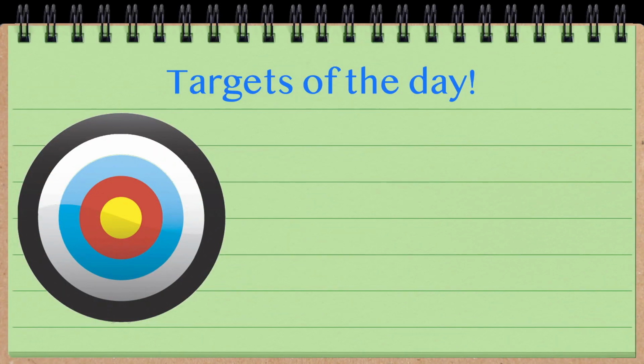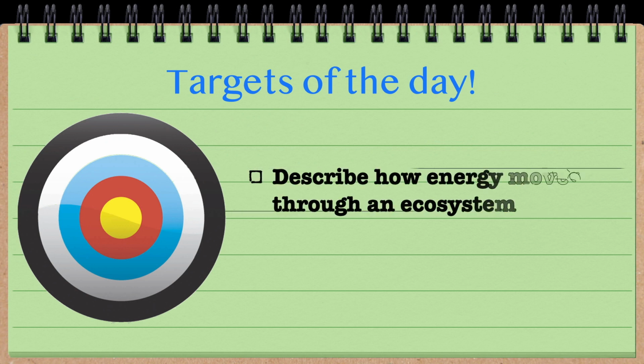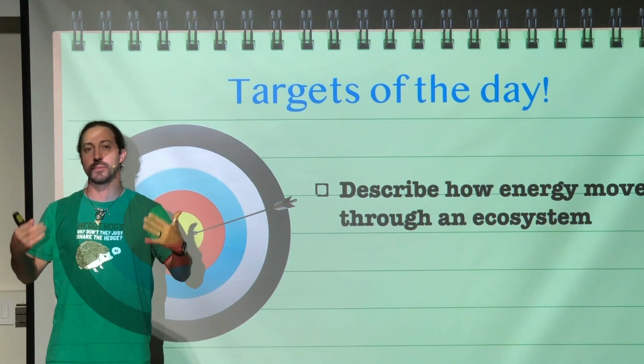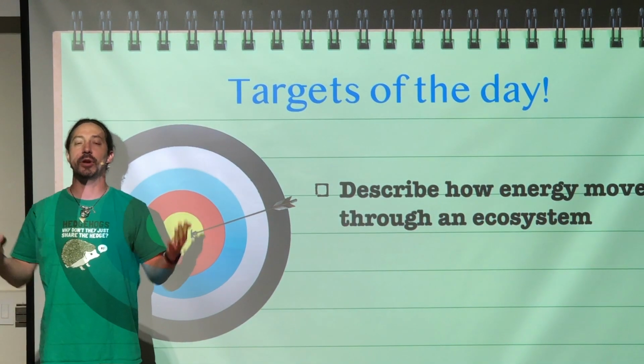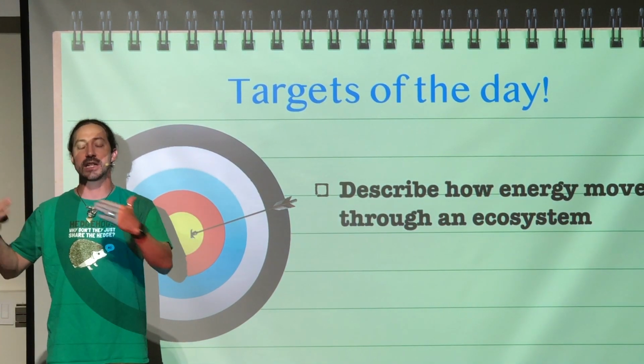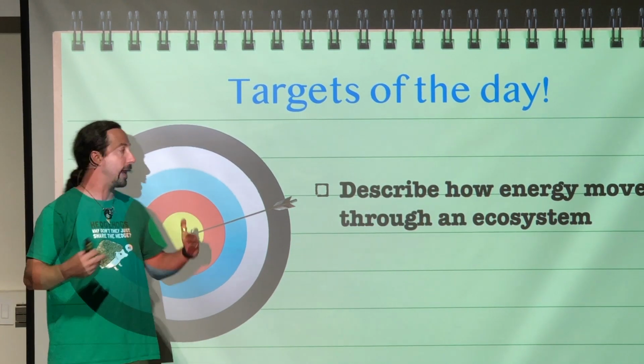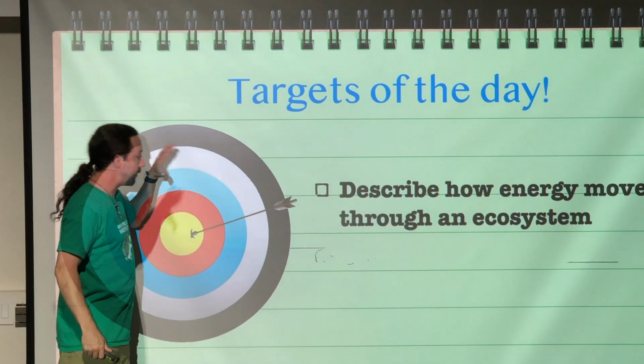Learning targets for today are going to be, first, to describe how energy is going to move through an ecosystem. Remember that energy cannot be created or destroyed, and so it has to move from one organism to the next organism, and that is something that we are going to track today.